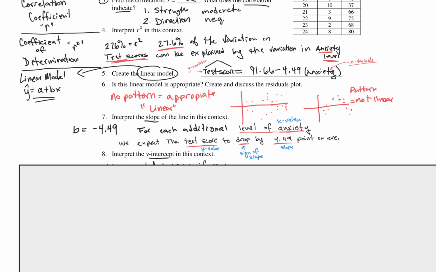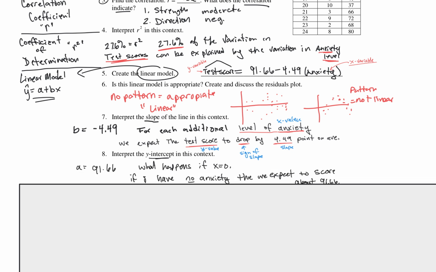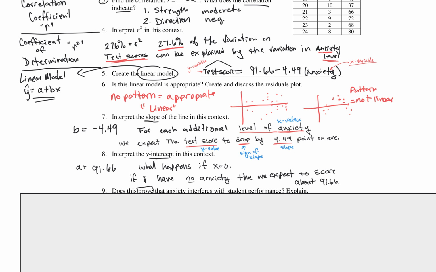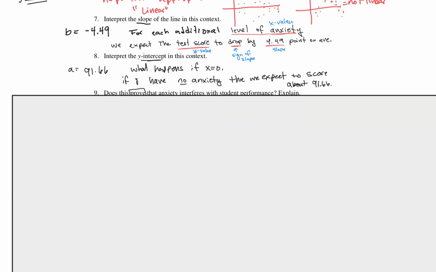The y-intercept, now this one was not specific to a script necessarily, but you did have to remember how to put it in context of the problem. So your y-intercept here was 91.66. What that means is if x is 0, then that's what y would be. So in context, it means if my anxiety level were 0, then I would expect to make about a 91.66 or about a 92 on the test. And definitely don't round those. Leave them as decimal points. They're estimations. They're not supposed to be specific.